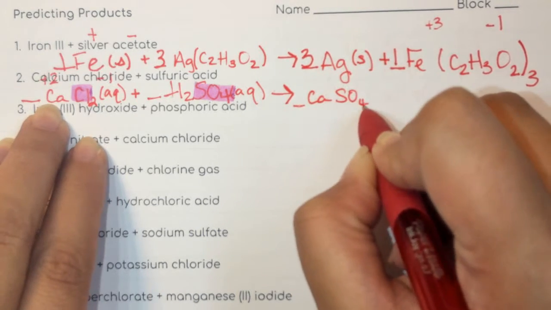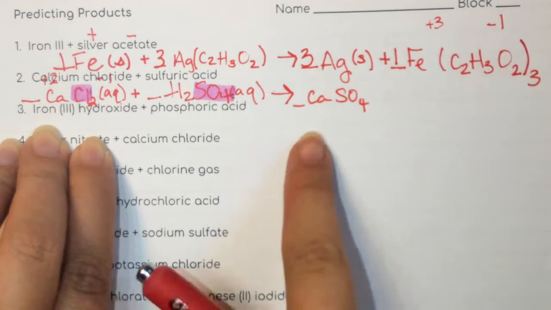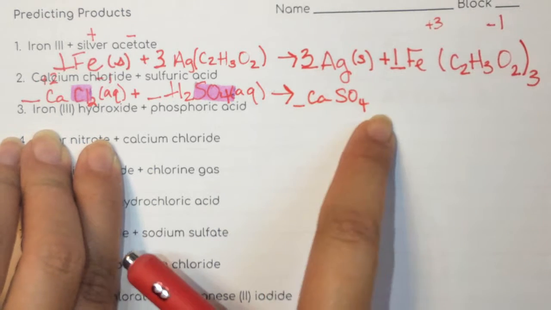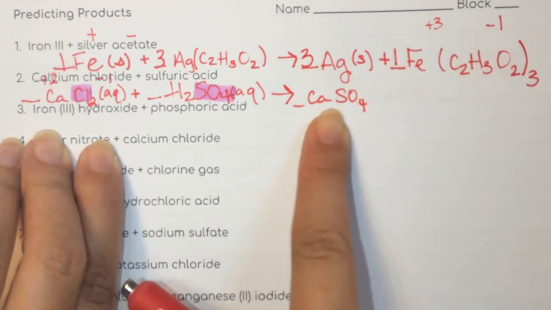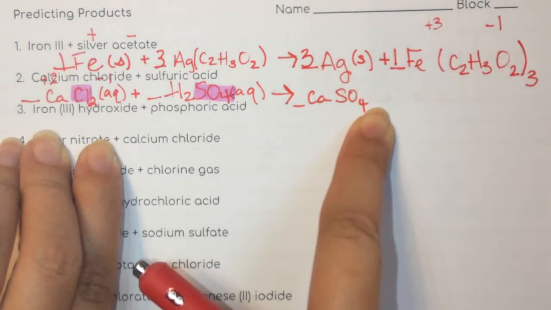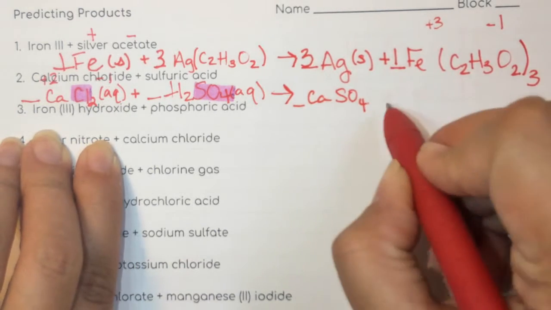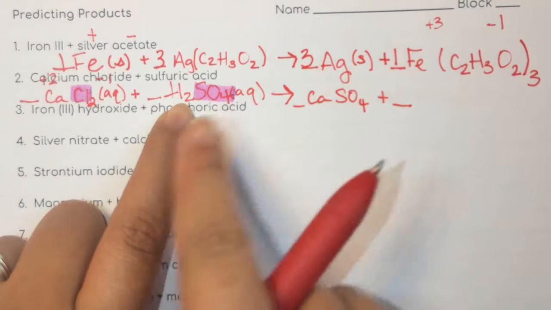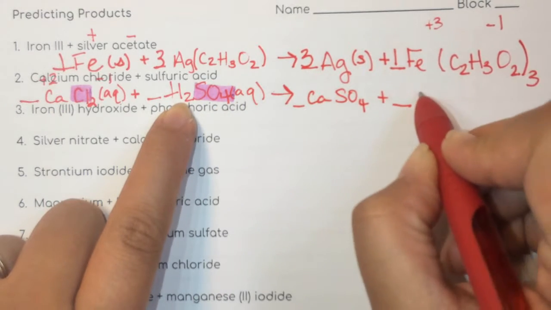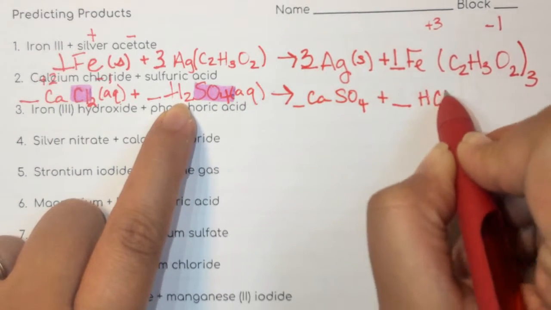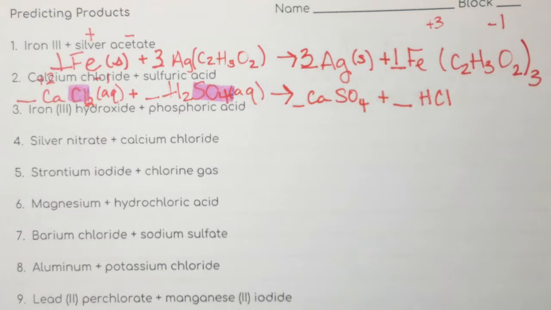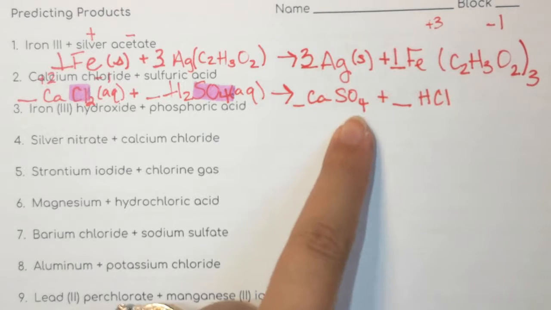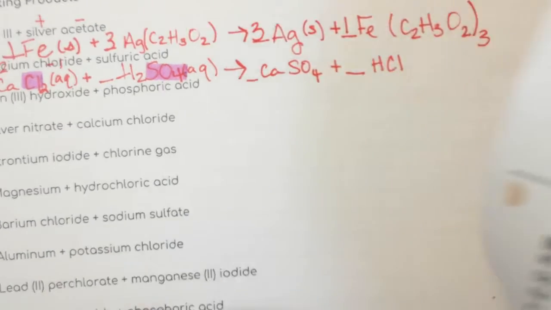SO4, and then I take into consideration their oxidation states. Calcium has a +2, sulfate has a -2, so it's just a 1-to-1 ratio. Right, now hydrogen is no longer with sulfate, it's with chlorine, so it's HCl. They both have a 1 oxidation state, so it is 1-to-1. Right, now we can add their states in with it.